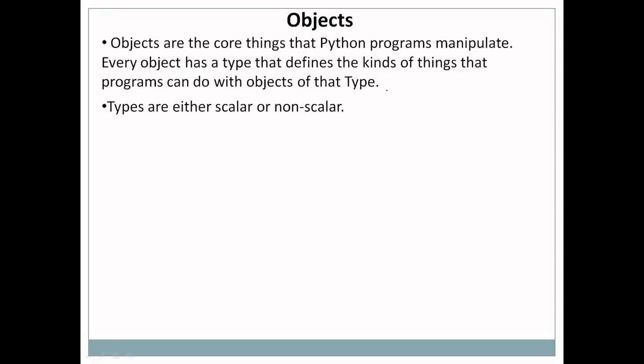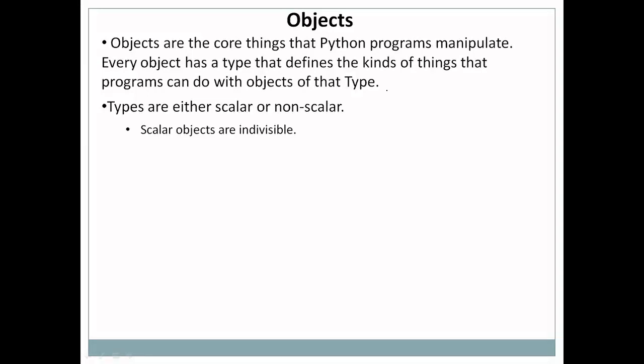There are two different types of objects in Python. They are scalar and non-scalar. So what is a scalar object? Scalar objects are indivisible, or scalar objects are called atoms of language. Scalar objects represent a single value.